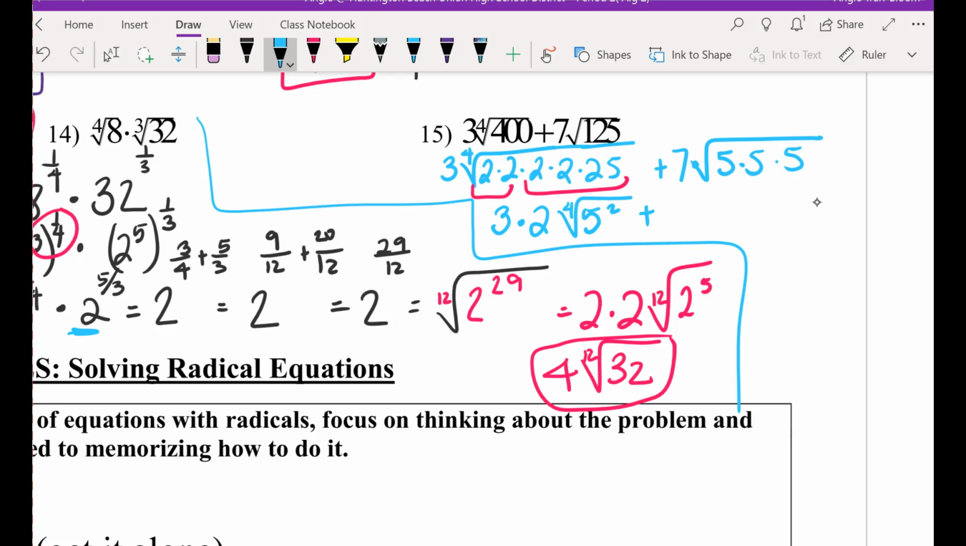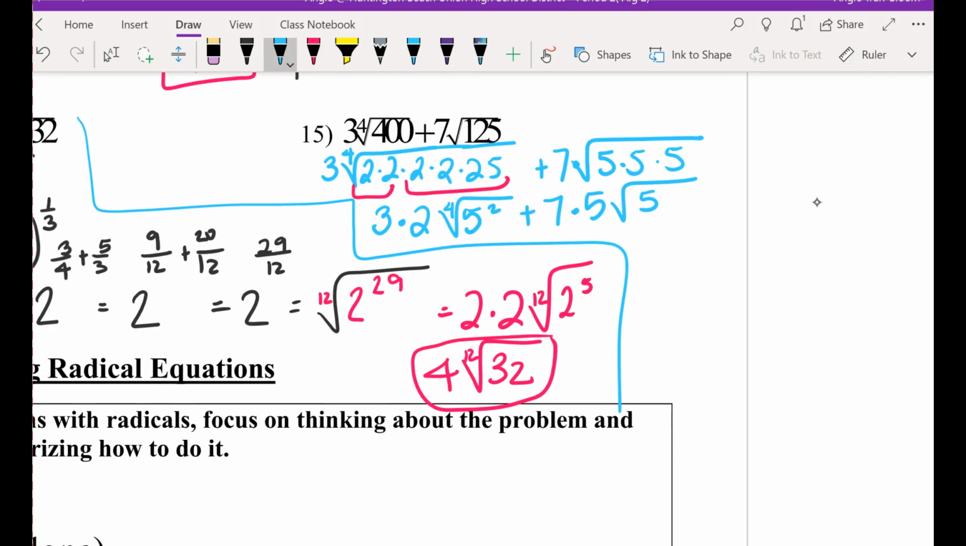On the second one, what are you going to take out? A 5. What's left? Write 5. Can I multiply the 3 and the 2 in the front? Yes, that's going to be 6. 4th root of 25, which is aka 5 squared, right? Plus 35 times square root of 5. Can you see the indexes are still not the same? So I can't even add those. But what would you do here?